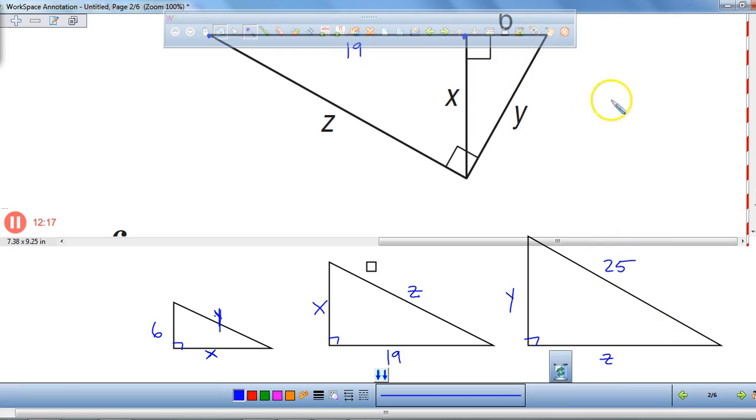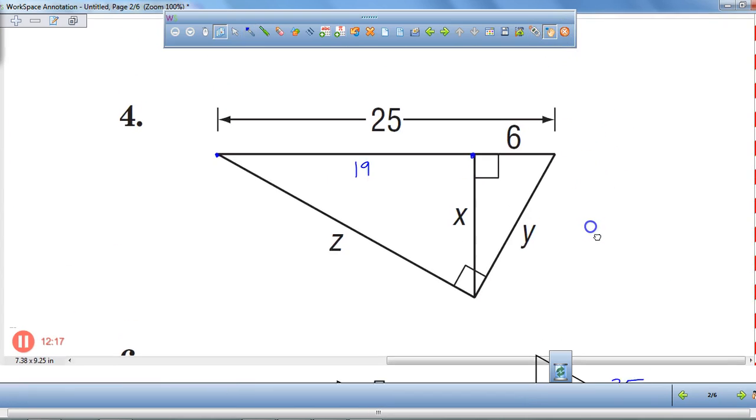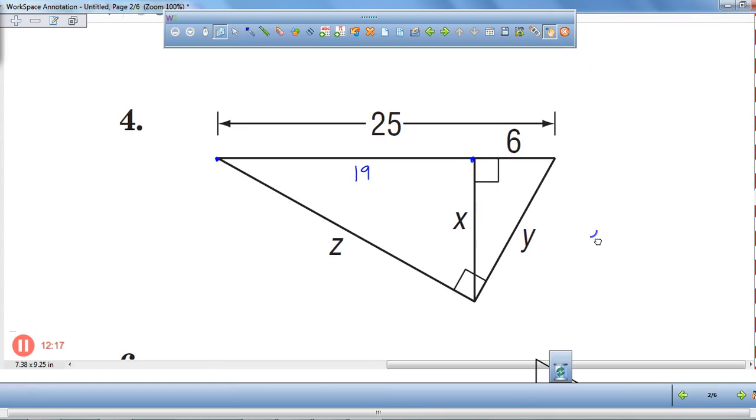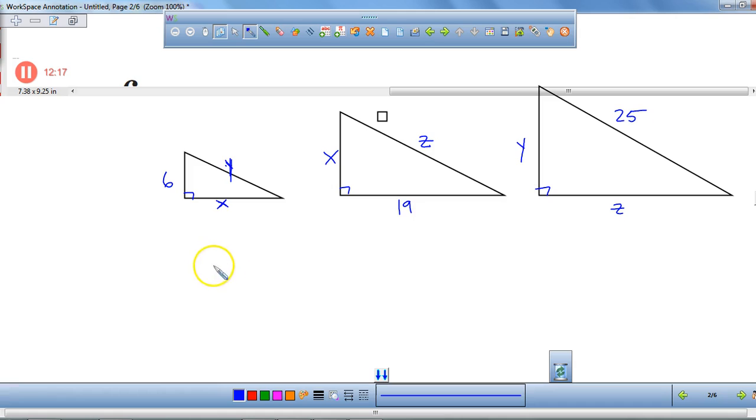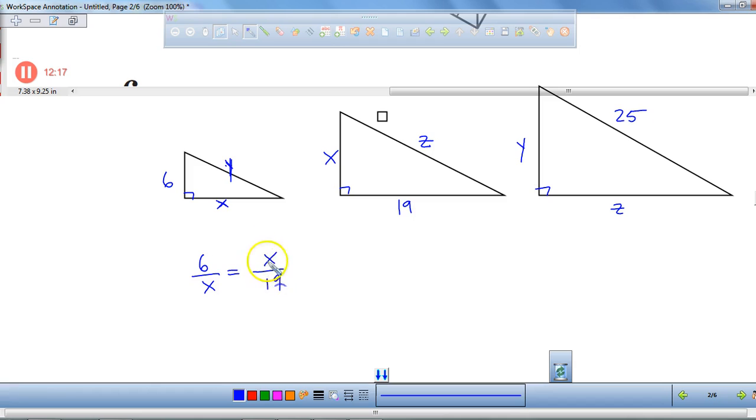So what you have to do is look at these distances and figure out what you're allowed to compare in order to solve all of these proportions. Okay? Just to get you started, I'm going to show you that the very first thing I would do would be compare 6 over X equals X over 19. This side compares to this side like this side compares to this side. This will give you X.